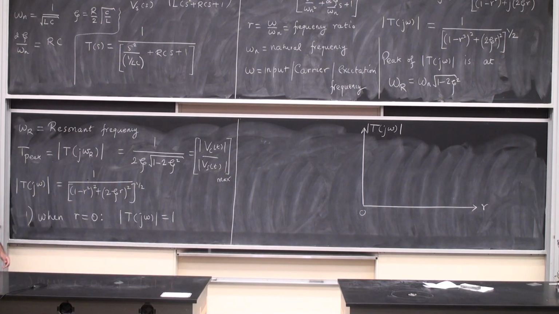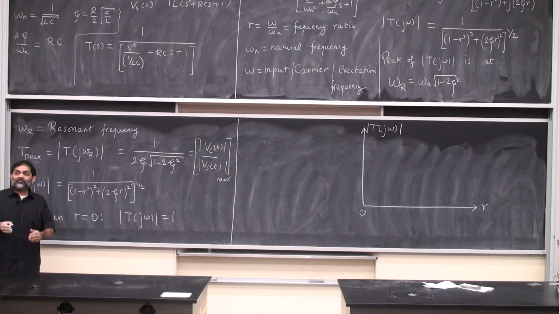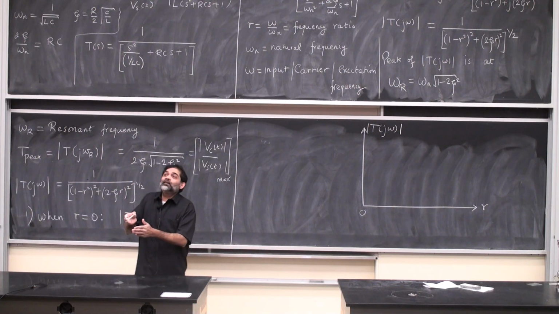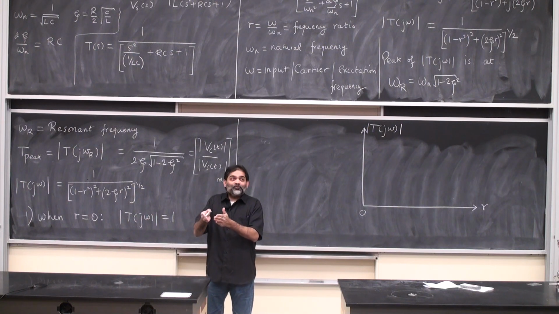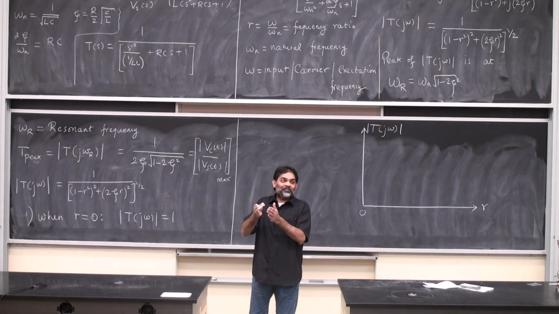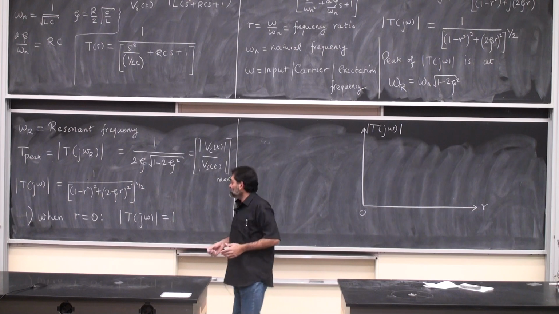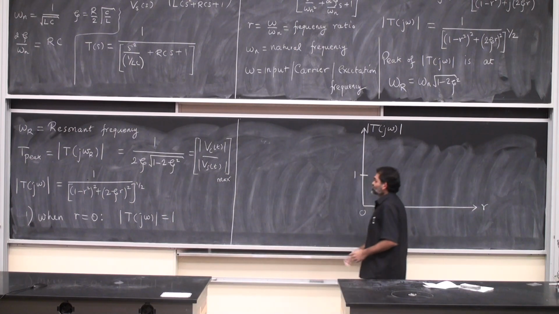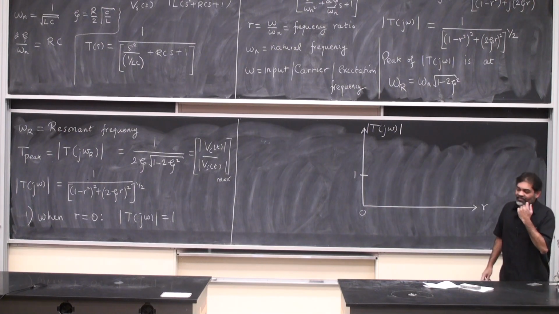And notice, this is regardless of what the damping ratio is. Whether the damping ratio is 0, whether the damping ratio is 250, when R is equal to 0, the magnitude is always 1 in this particular case. Okay? And so I start at 1. Let's say this is 1 somewhere. Then let's take the following.